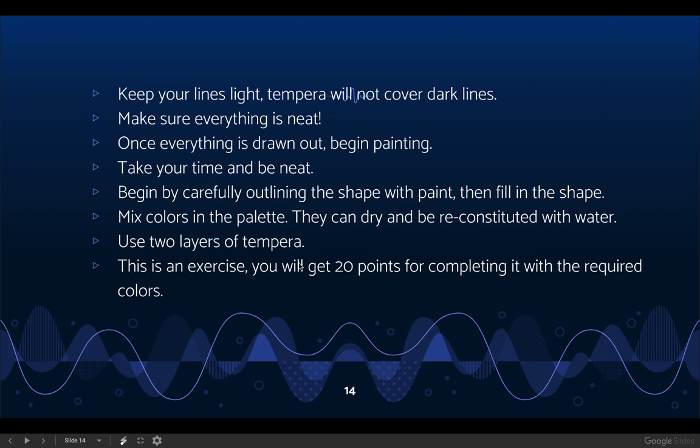Mix your colors in the palette, so don't mix them on top of the tempera cake, because then you're going to taint whatever color it is that you're using. And they can be dried and reconstituted later with water. Use 2 layers of tempera, so paint 1 layer, let it dry, and come back to it. And this is an exercise, so you get 20 points for completing it with the required colors.